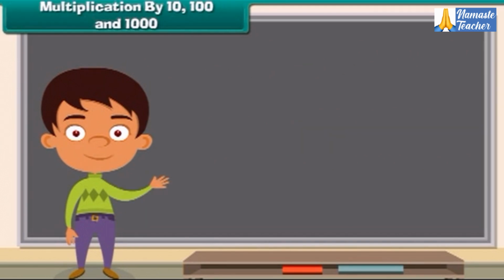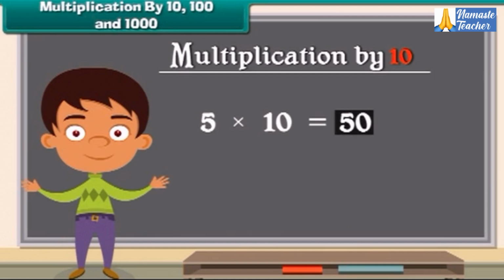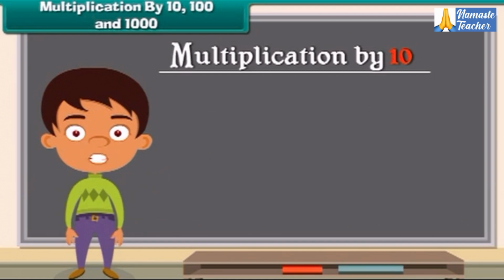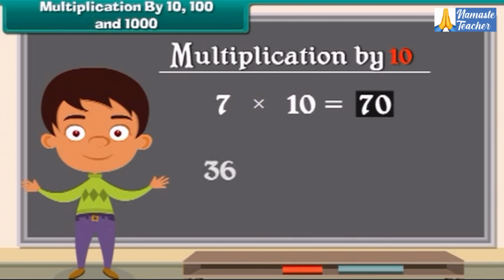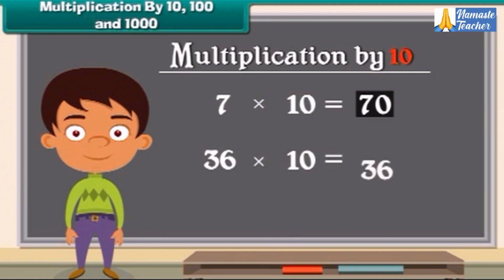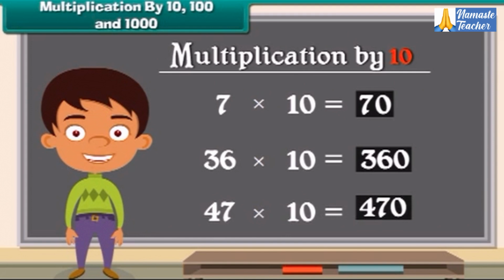Multiplication by 10, 100, and 1000. Let us now learn how to multiply numbers by 10, 100, and 1000. When we multiply a number by 10, we add the 0 in the 10 to the right of the number to get the result. Let us multiply 7 by 10. Add 1 zero to the right of 7 to get the result as 70. By the same logic, 36 multiplied by 10 is 360. 47 multiplied by 10 is 470.